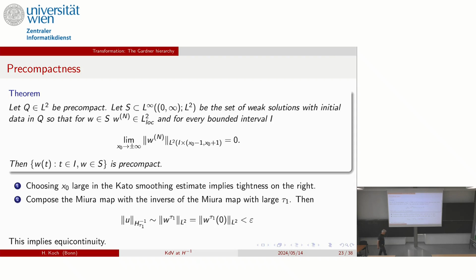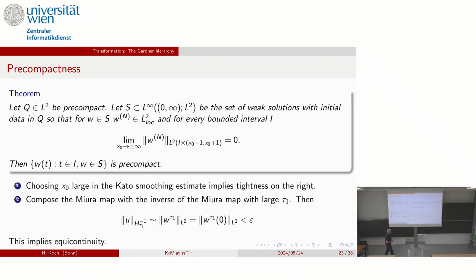So the statement here is that if you start with weak solutions with a pre-compact set of initial data, then the orbits are pre-compact in L2. I explained that the Kato smoothing gives tightness to the right. Now with the Miura map, you can apply the Miura map and invert it. That gives control of high frequencies, since the parameter in the Miura map is a frequency parameter. It gives a uniform bound, so that gives equicontinuity. That gives the control on the spectrum.